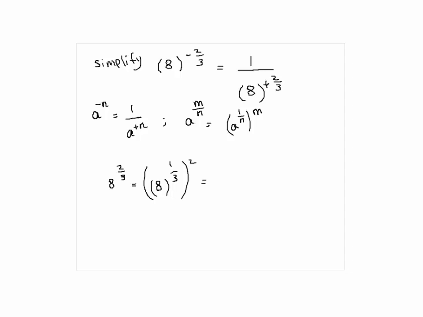So if you remember the property that we had, if I have the nth root of a to the power of m, that is the same as a to the power of m over n. So 8 to the power of 1/3 would be the same as the cube root of 8, which is equal to 2.